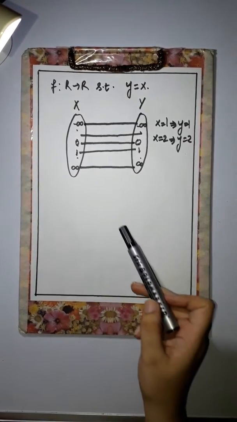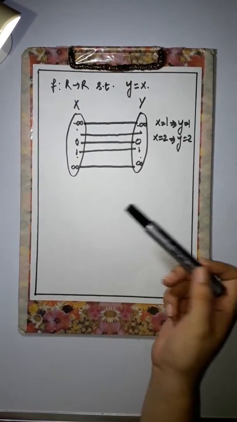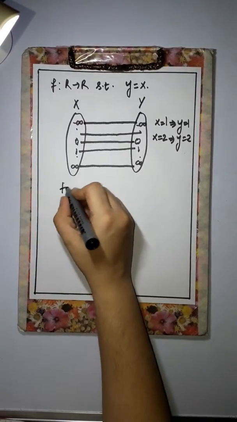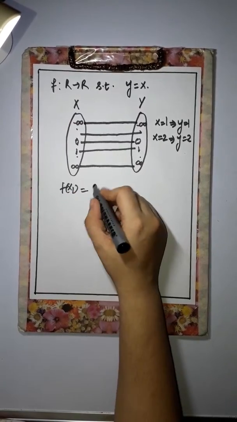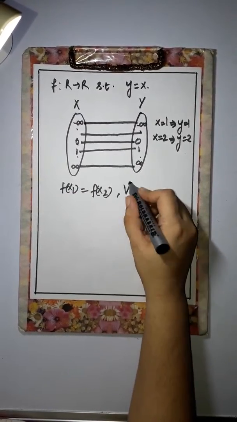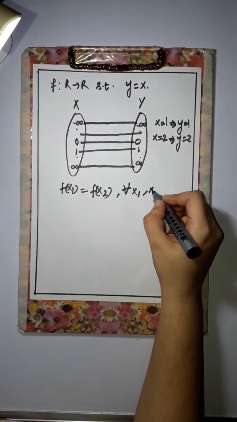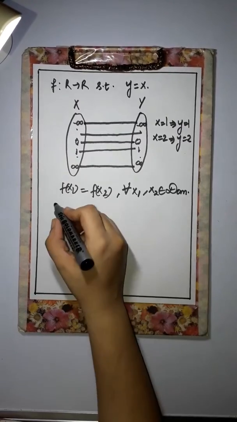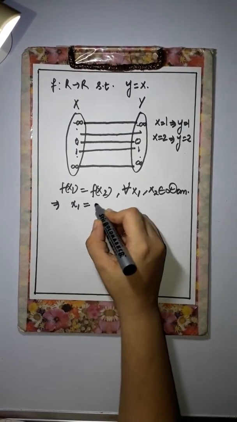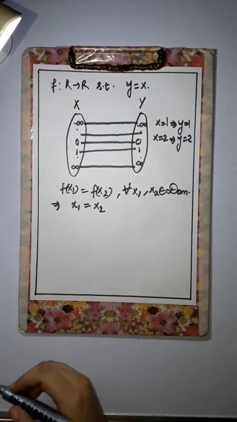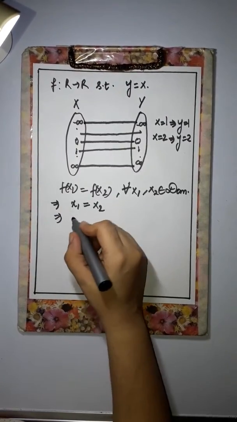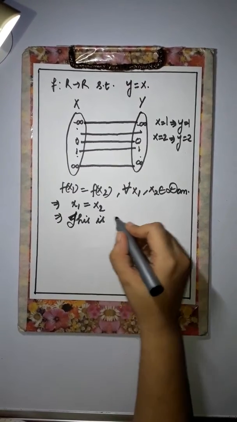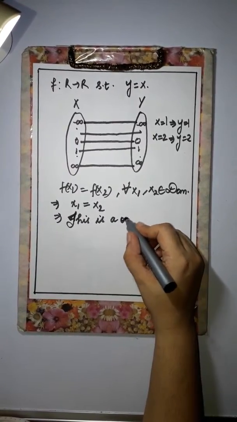So clearly every element in X has a unique image in Y, that is, whenever f of x1 is equal to f of x2 for all x1, x2 belonging to the domain, it will imply x1 is equal to x2, which implies that this is a one-one function.